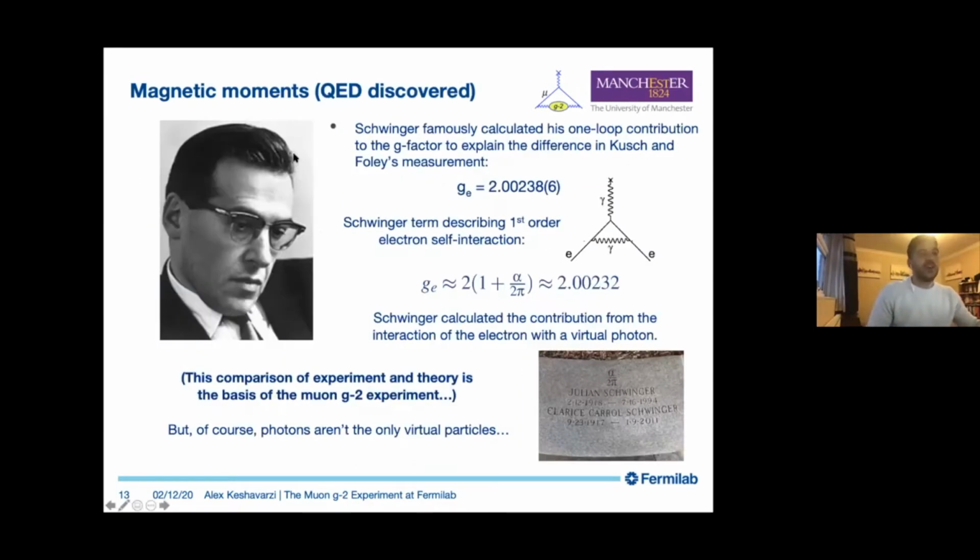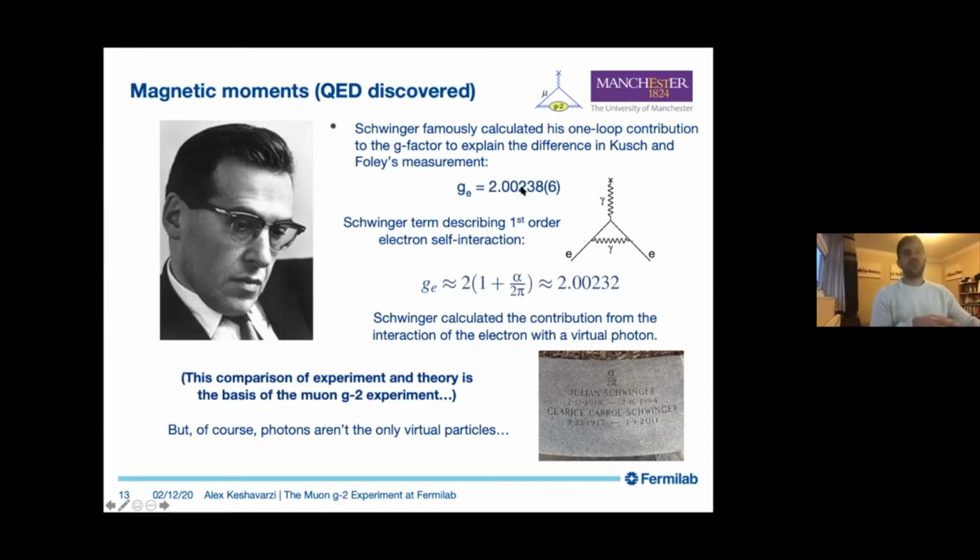So obviously Kusch and Foley had measured that, but at the time, in 1948, there wasn't really a good description of why that was. And the first description came in the same year when Schwinger calculated this diagram here. This is the one loop diagram that shows that you have an external electron that exchanges a virtual photon. And he showed that interaction gave a deviation from 2 that was expressed exactly by this constant here, alpha over 2 pi, which gave approximately 2.0232, which agreed very well with Kusch and Foley's measurement in 1948.